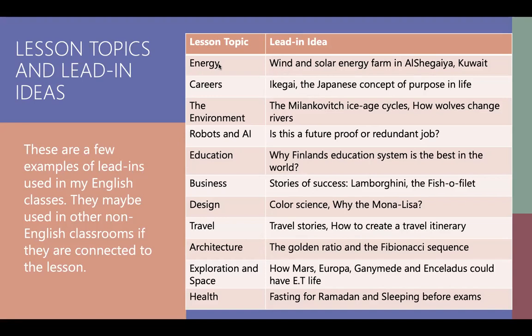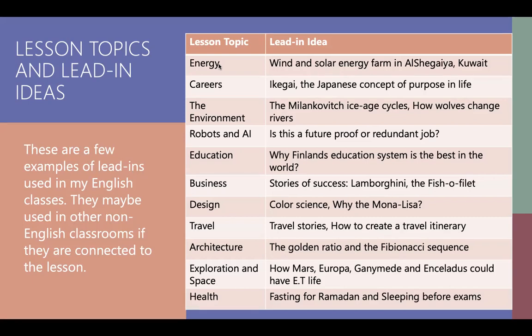With robots and AI, I give them a little exercise where we discuss different jobs, and they basically have to guess if this is a future-proof job or if it's going to be redundant in the very near future. And we discuss why they chose specific jobs and why we think they are future-proof or redundant. And sometimes we don't have the answers, so I would just Google this stuff with them.